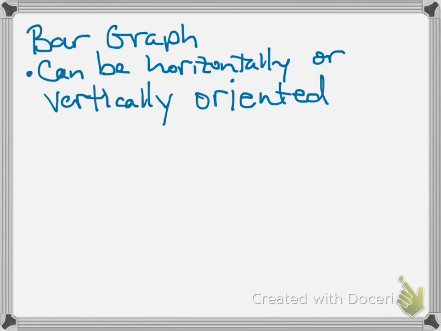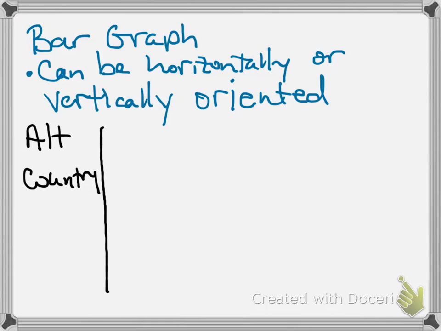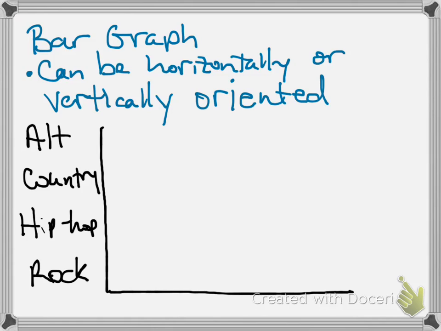So I'm going to draw a vertical axis, and then I'm going to label all of my various musical preferences. There was alternative, there was country, there was hip-hop, and there was rock. Now, because this is a relatively small data set, there are only 7 individuals in here, this isn't going to be a particularly interesting bar graph, but again, it'll still serve our purposes.